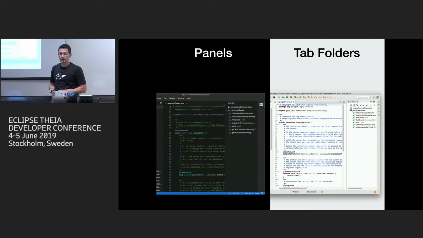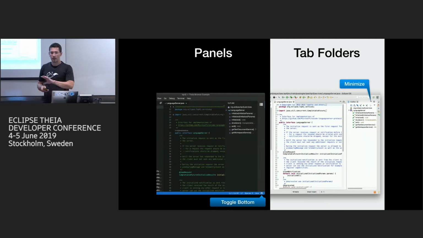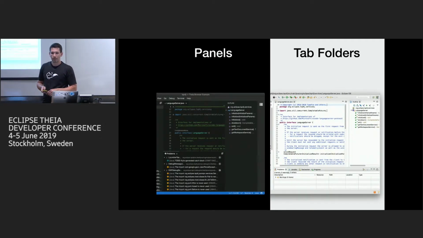So those panels, to the side and at the bottom, they're comparable to tab folders in Eclipse, which can be minimized, for instance. The comparable example is the outline view. And in Theia, we have this bottom panel, which can be collapsed, which can be toggled. So you see the problems view is quite similar.